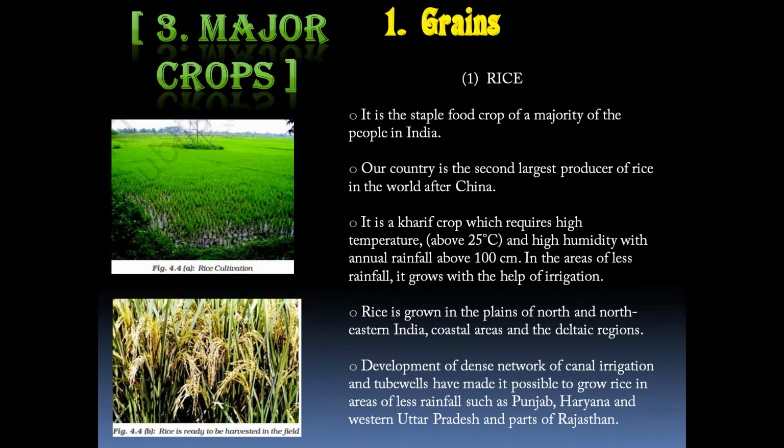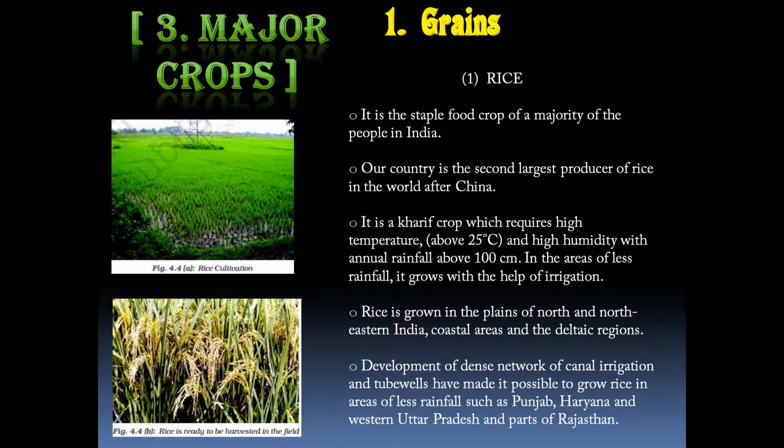It is a kharif crop which requires high temperature, about 25 degrees Celsius, and high humidity with annual rainfall above 100 centimeter. In the areas of less rainfall, it grows with the help of irrigation.